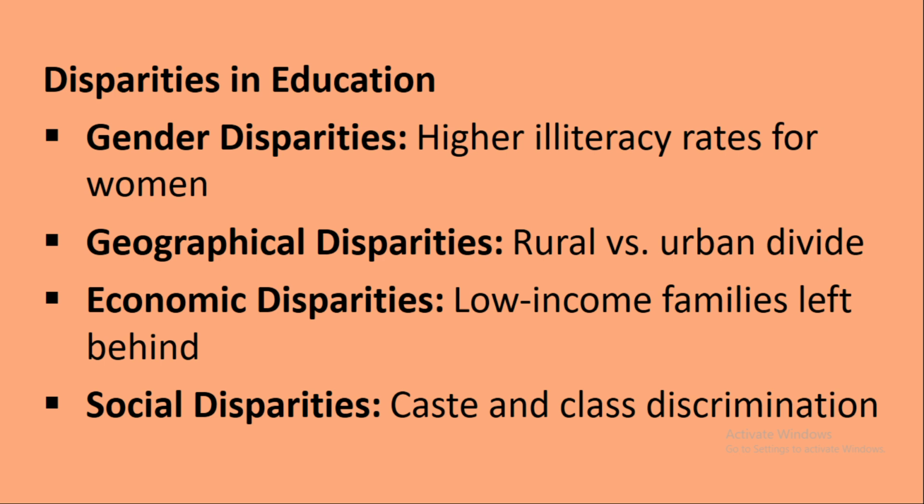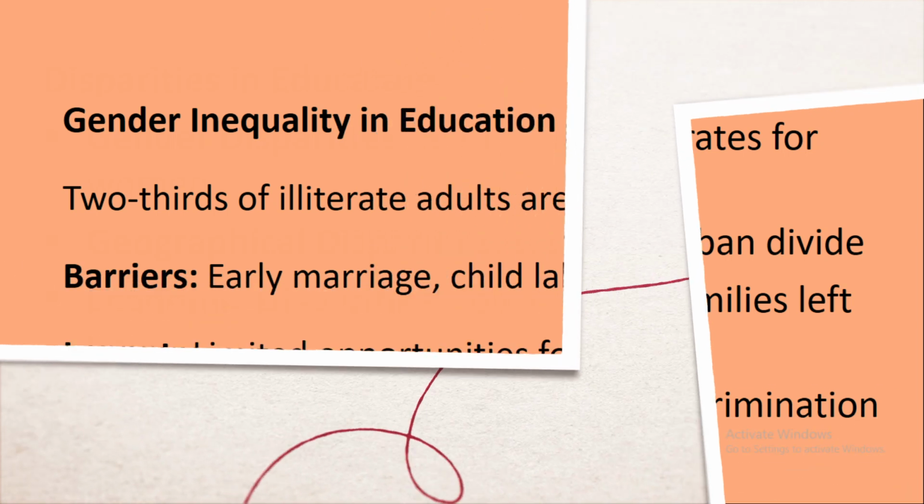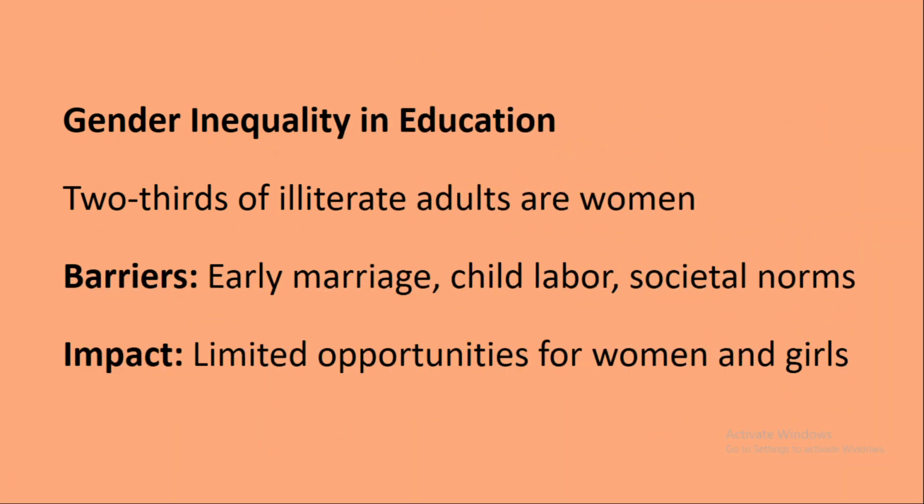Education is not equally accessible to everyone. Women, especially in developing countries, are disproportionately affected by illiteracy. Rural areas often suffer from a lack of schools and teachers, and children from low-income families are more likely to drop out. Social discrimination based on caste and class further widens the education gap. Globally, 2/3 of illiterate adults are women. Cultural barriers, such as early marriage and child labor, prevent many girls from completing their education. This gender gap not only restricts opportunities for women but also hinders societal development, as educated women contribute more significantly to the economy and the welfare of their families.